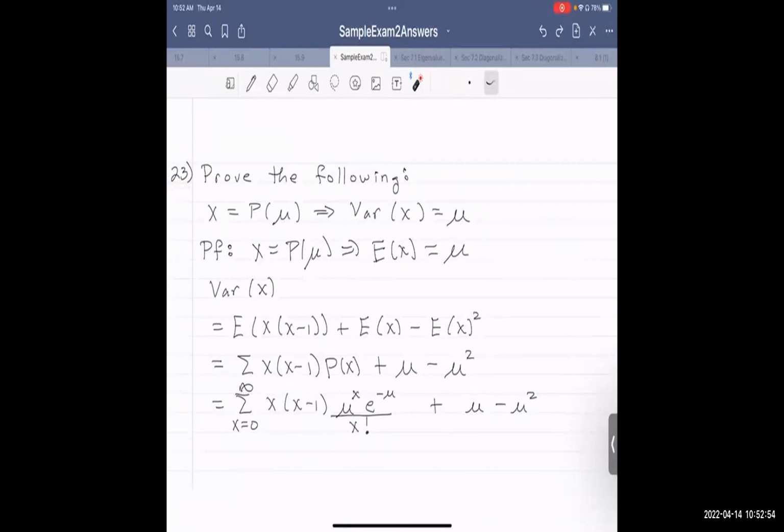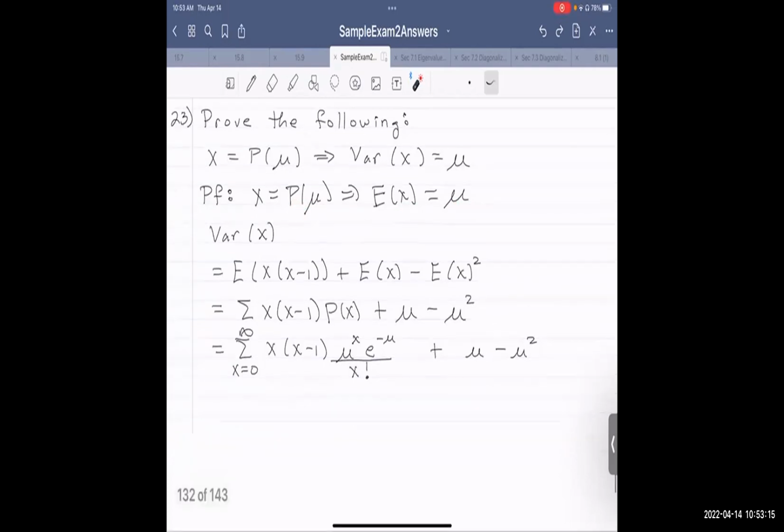Problem 23. Prove the following. If x is a Poisson random variable, then the variance of a Poisson random variable is equal to mu. And so recall that if x were a Poisson random variable, then the expected value of a Poisson random variable is just mu. Well, the variance of x, again, by the properties that we proved back in section 5.1, is the expected value of x times x minus 1 plus the expected value of x minus expected value of x squared. The expected value of x is mu.